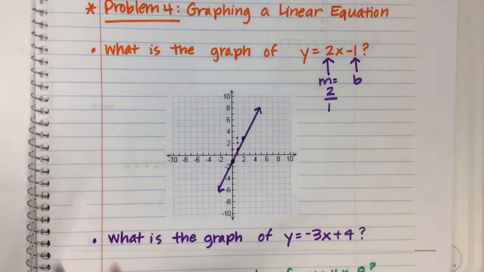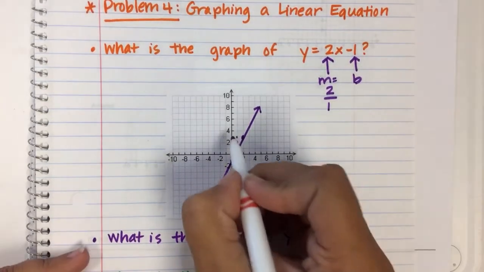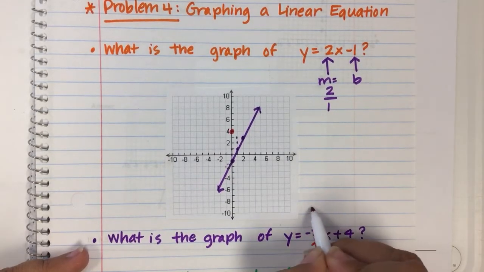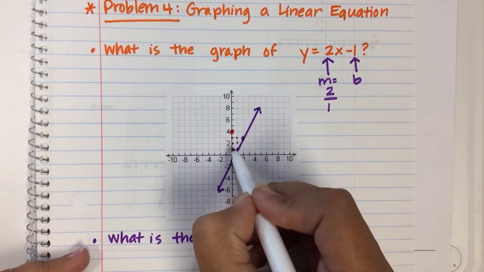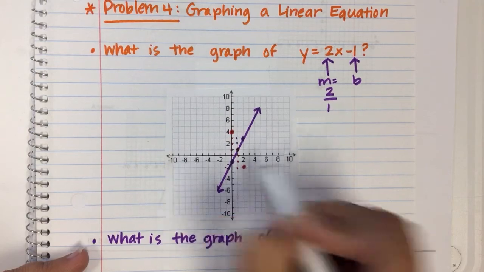Okay, same thing with this one. This is my y-intercept at 4. Slope is -3, which written as a fraction is -3 over 1. So I'm going to go down 3, over 1. Down 3, over 1.